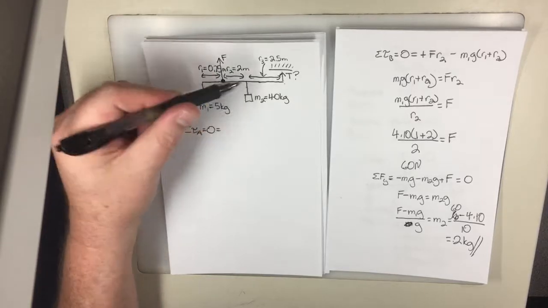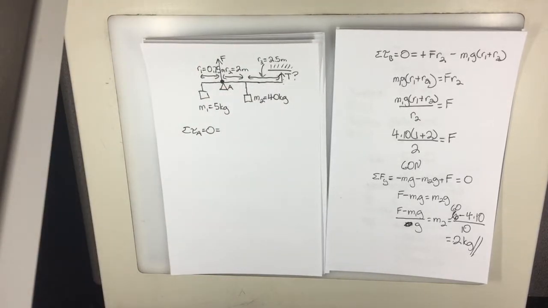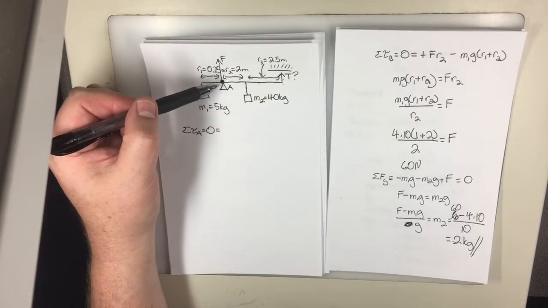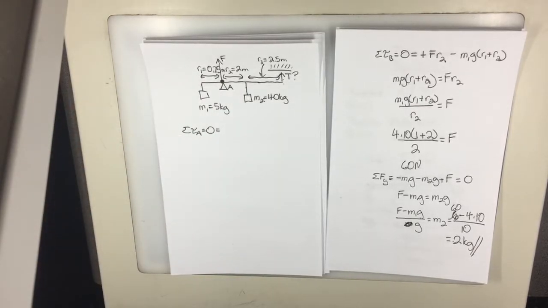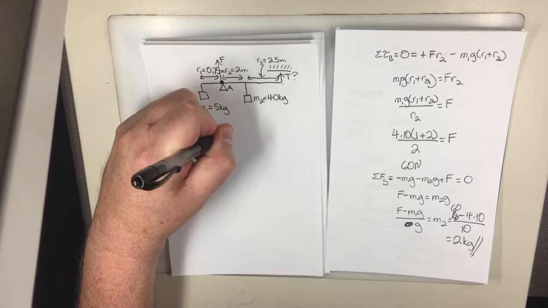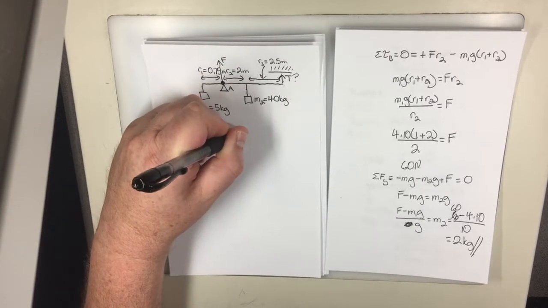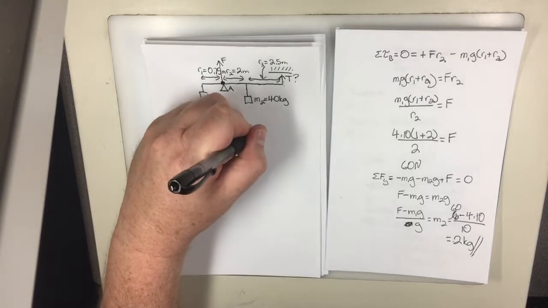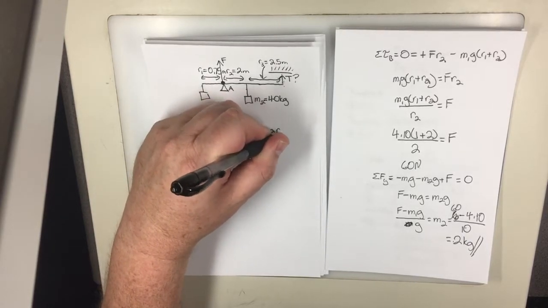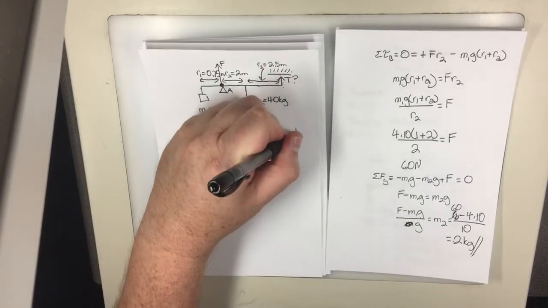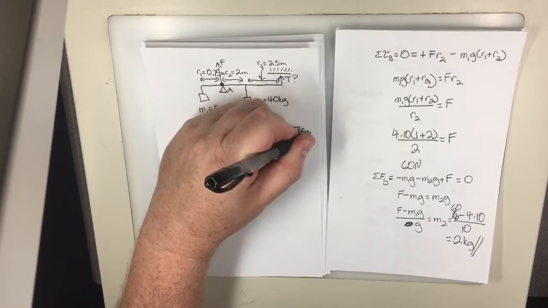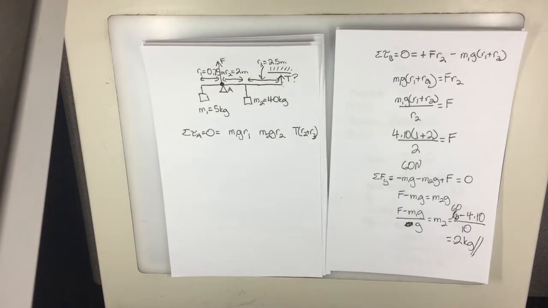There are 3 torques that interest me. F is at the rotation point, so I can forget about F because F times 0 is the torque of F at A, and if R is 0, that torque is 0, so I can ignore it. So my 3 torques are M1G R1, M2G R2, and then T times (R2 plus R3), like that. So those are the 3 torques.